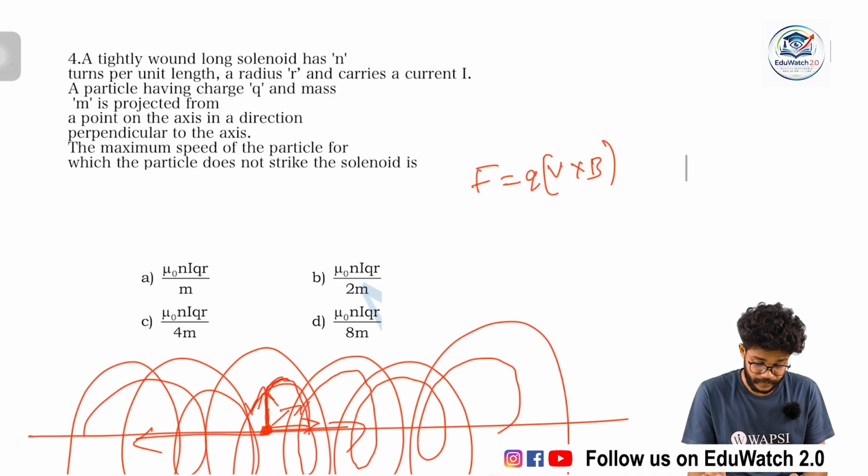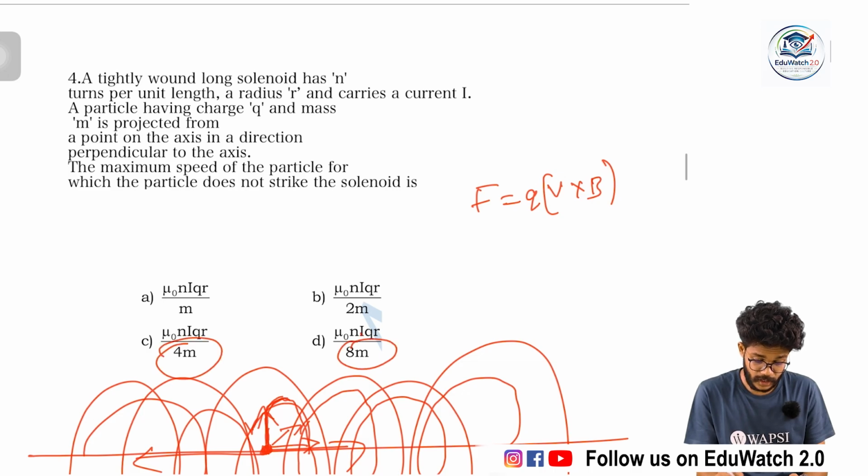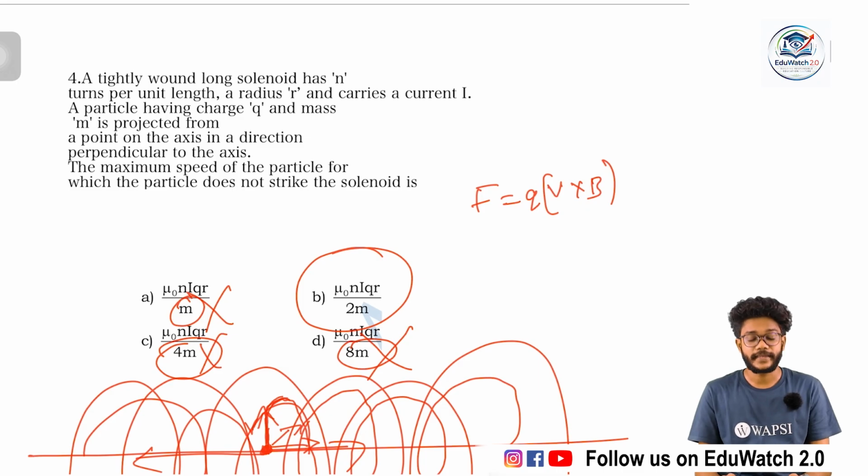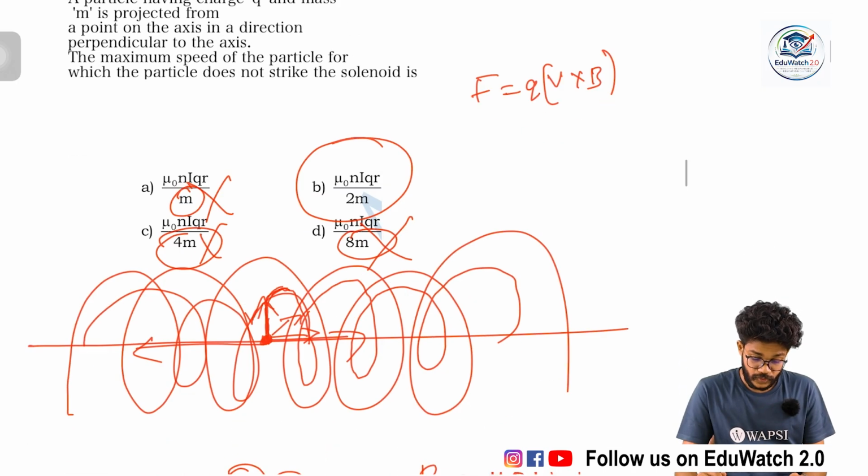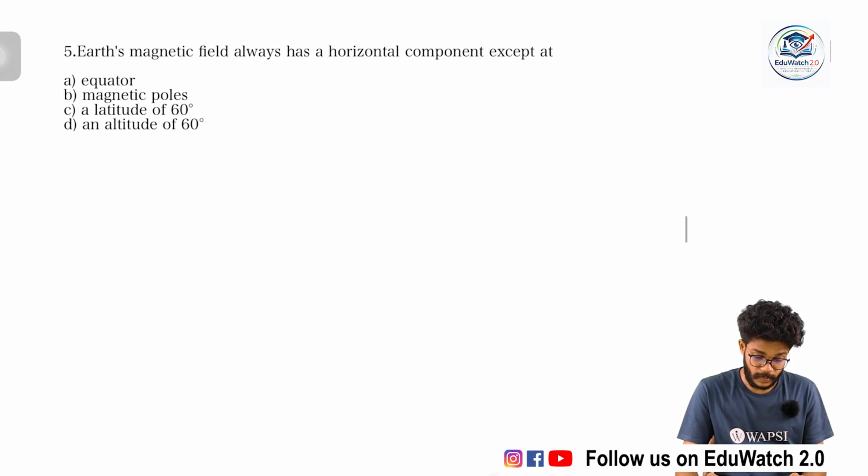by 2m. The others have 8m, 4m, and m, so these are wrong. Option B is the correct answer, mu 0 n I Q R by 2m. Okay, so we can move to the next question.